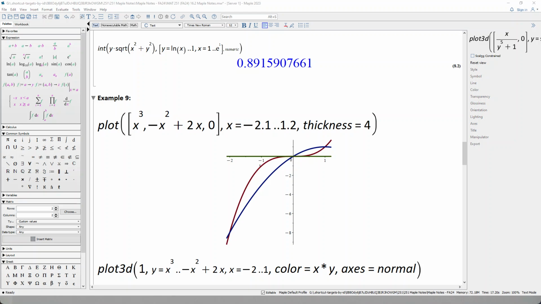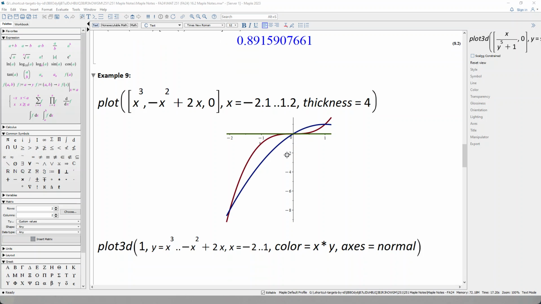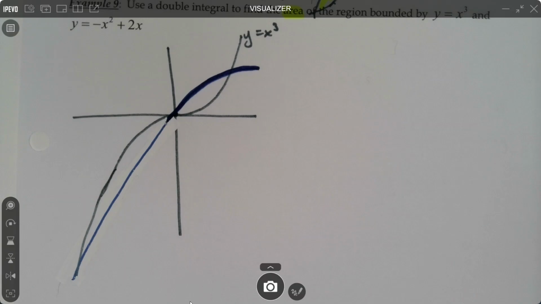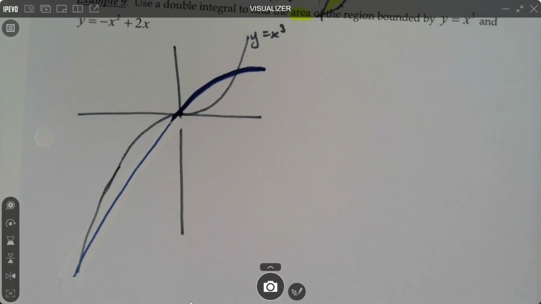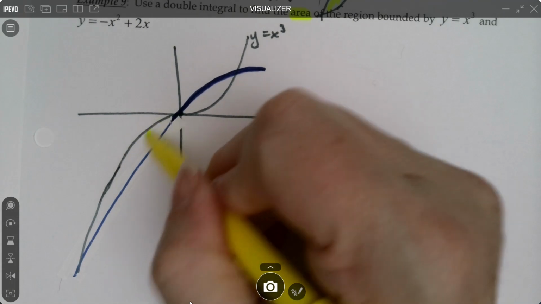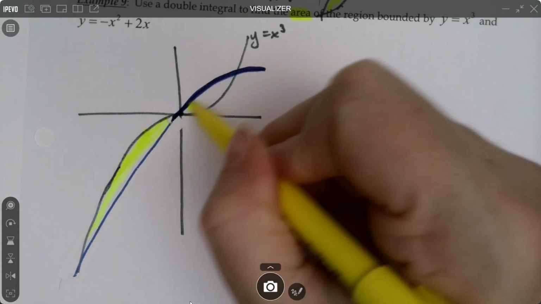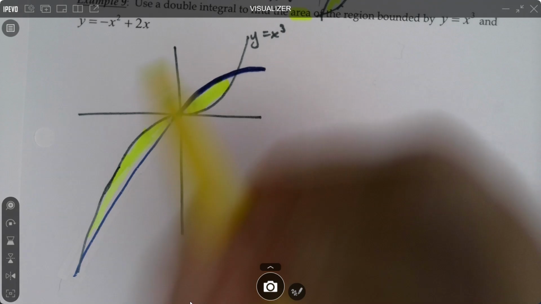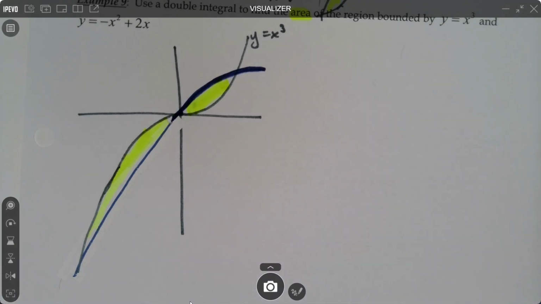Now, if you're wondering, how do I know that it looks like that? Because I graphed it. So here's what it looks like. So you've got this parabola kind of thing, and then you have the x cubed. So I kind of tried to fix my graph a little bit, but it's still not great. But that's okay. So this is my region right here and right here. So I have two regions.